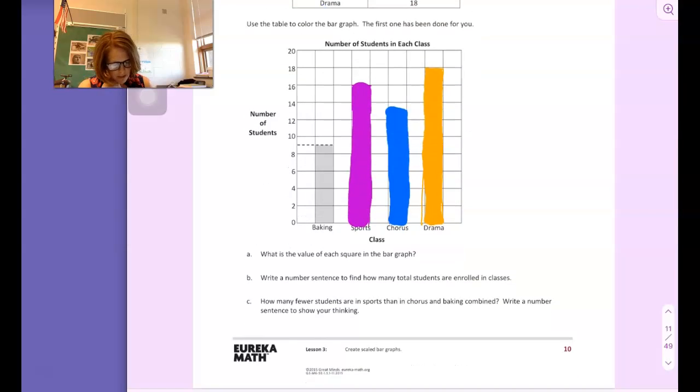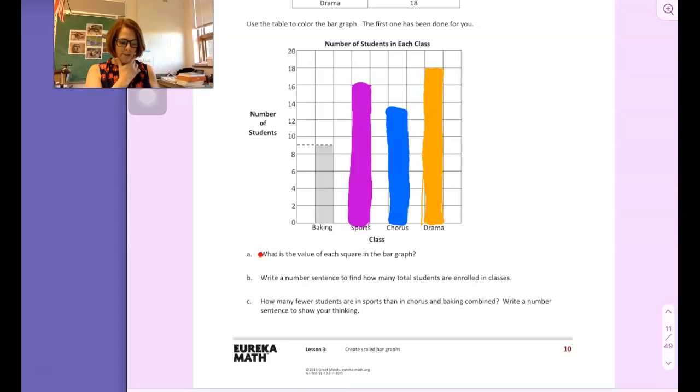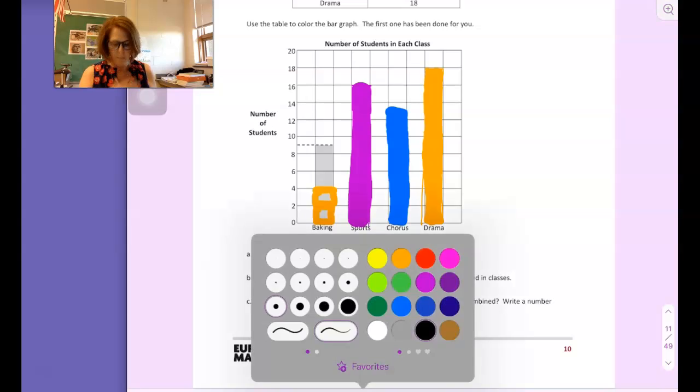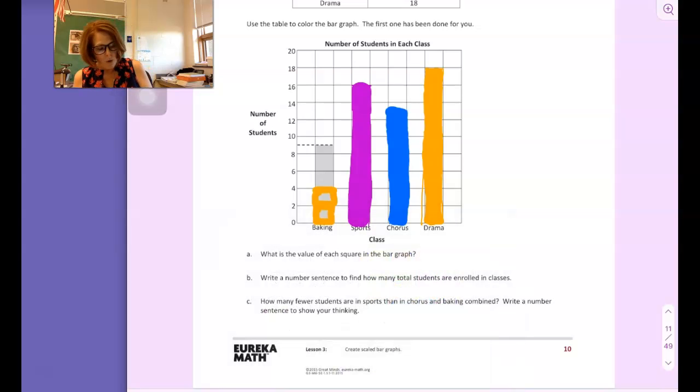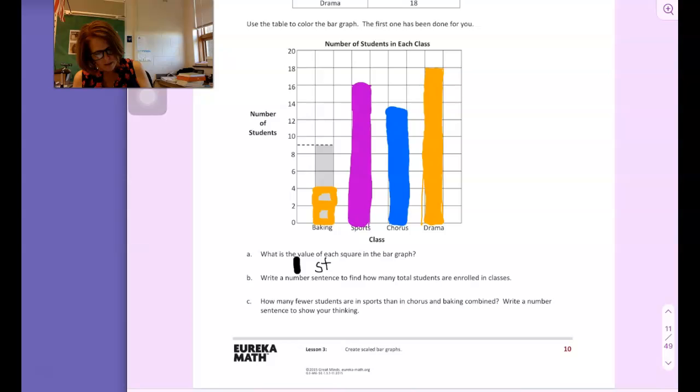Now let's go down here to the questions, because the graph is really nice, but we want to get some information from the graph. So let's look at letter A. What is the value of each square in the bar graph? So each one of these squares is representing what? It's representing 1 student. That's what each square is representing, 1 student.